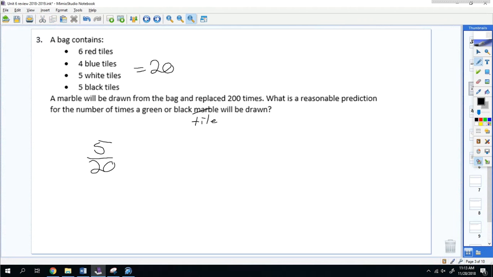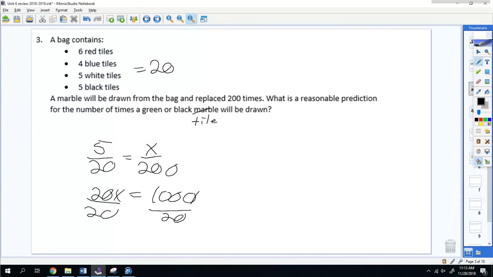So then you would set it equal to x over 200 because you're trying to find the number of times this will appear. So you get 20x is equal to 1,000. And then divide by 20. You can cancel off the zeros. You divide 2 into 100, and you get 50. So I would say green or black tiles should appear about 50 times.